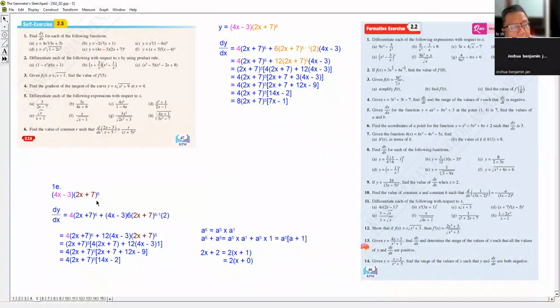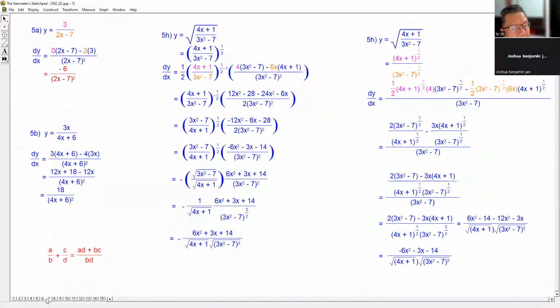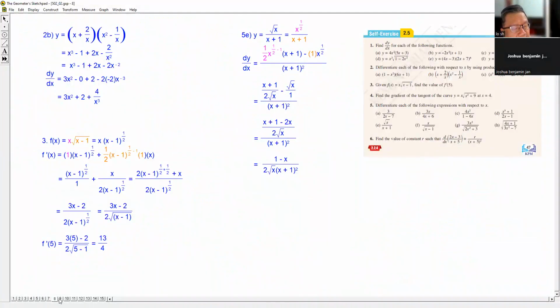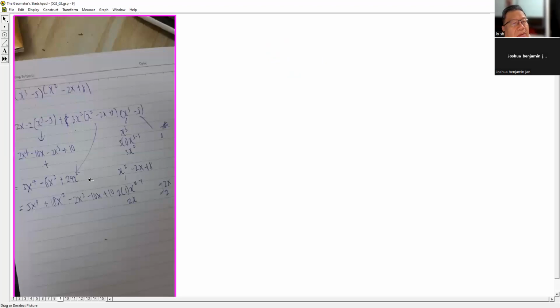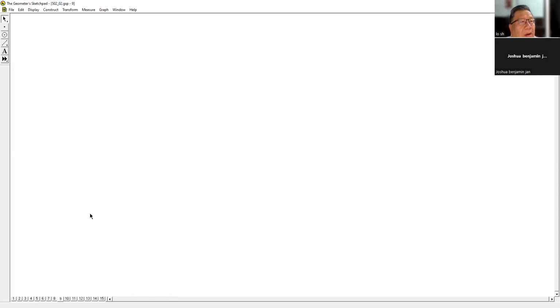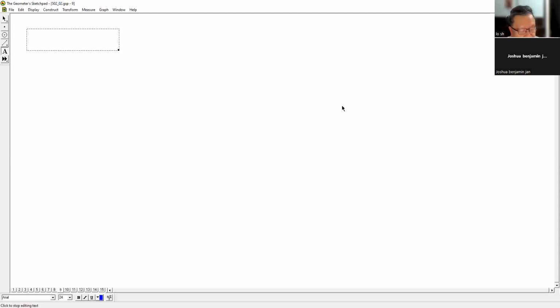Product rule with composite function, because you don't know how to factorize. So we look at how to do factorization. Okay, do factorization. Right, so let me ask you a few questions.